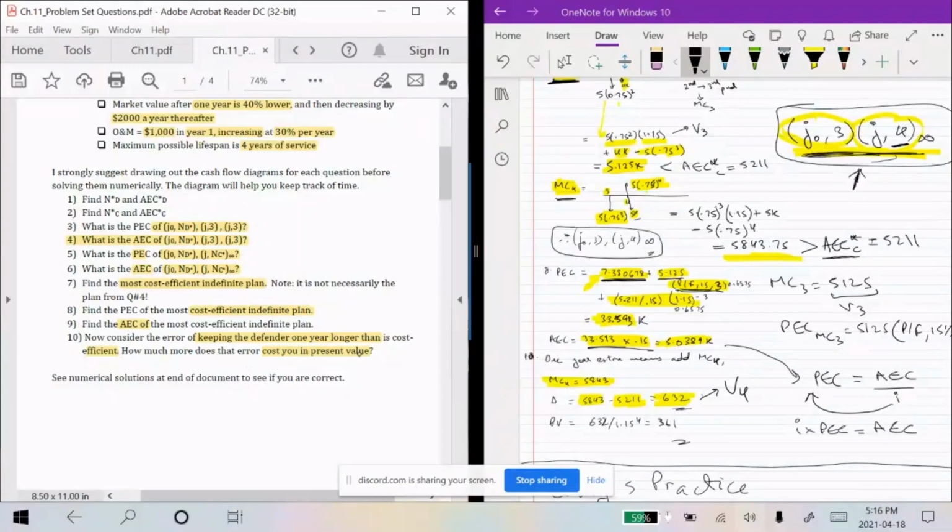So this would be in V4, but it's asking us in the question to find it in present value. So you divide that by 1.14 here, and you get the present worth of that error as $361. That's pretty much it.